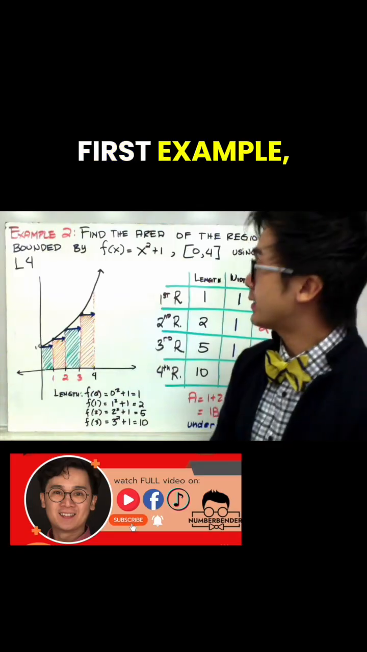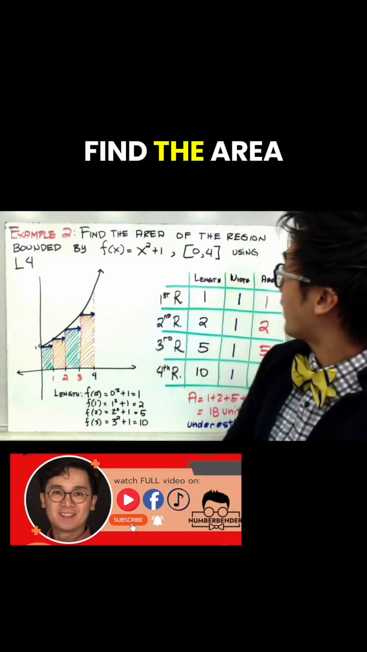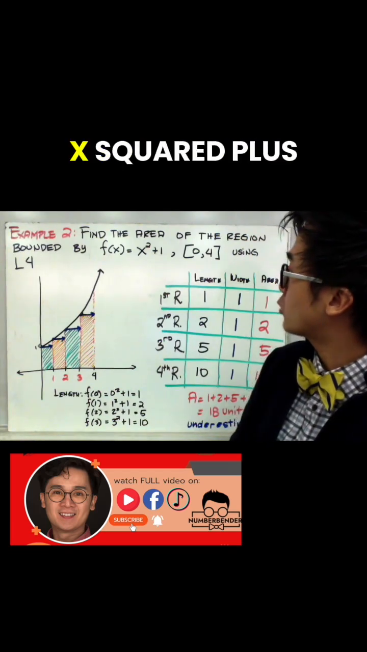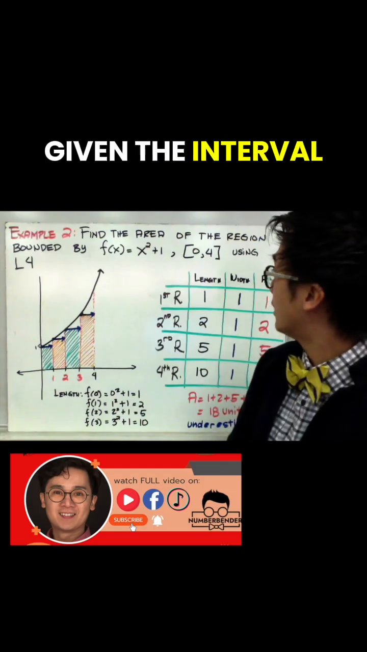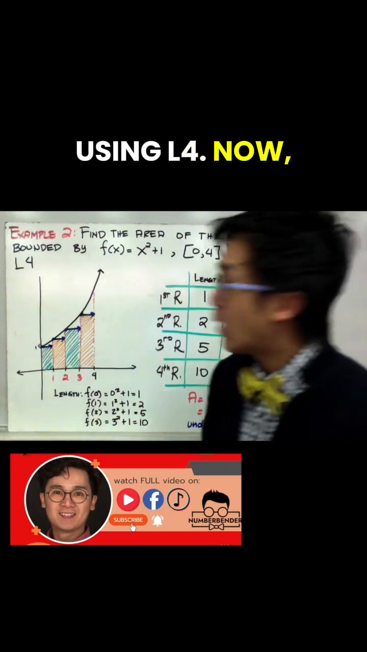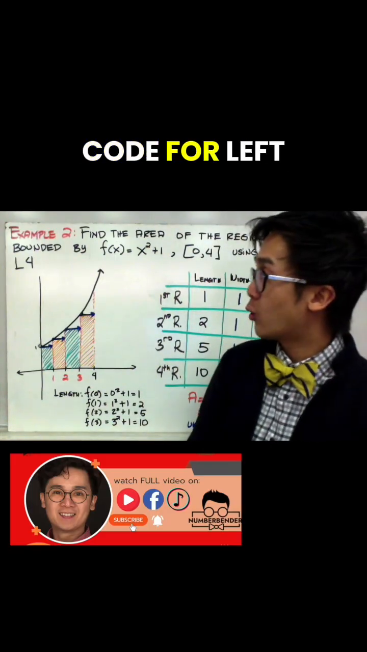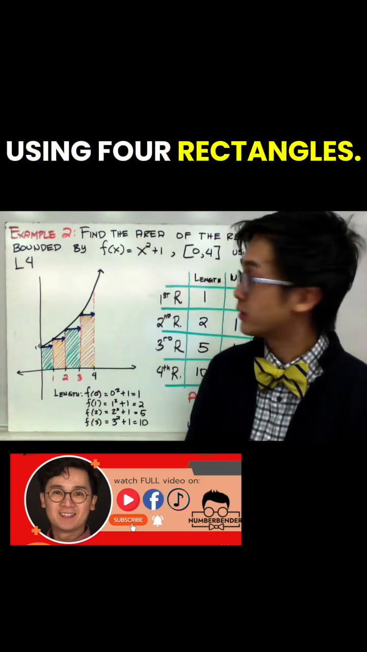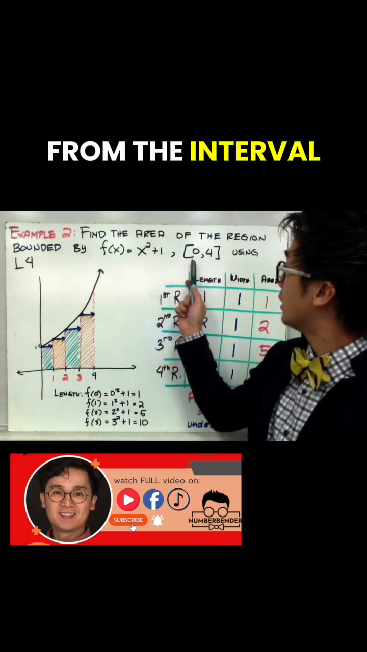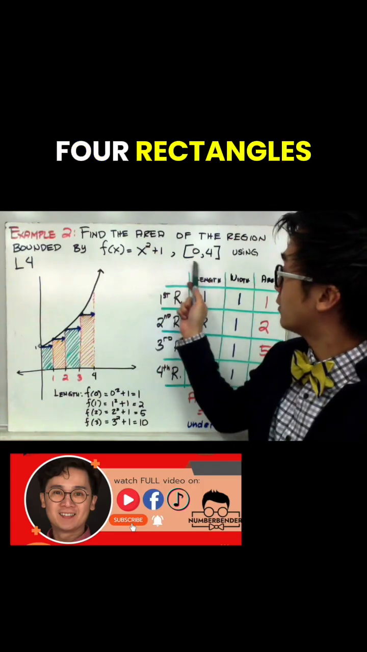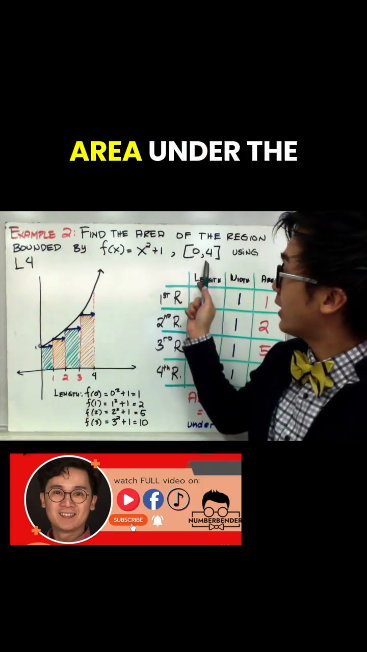For my first example, I have to find the area of the region bounded by f of x equals x squared plus 1, given the interval 0 and 4, using L4. L4 is our code for the left to right method using 4 rectangles. So from the interval 0 to 4, we're going to divide it into 4 rectangles to be able to find the area under the curve.